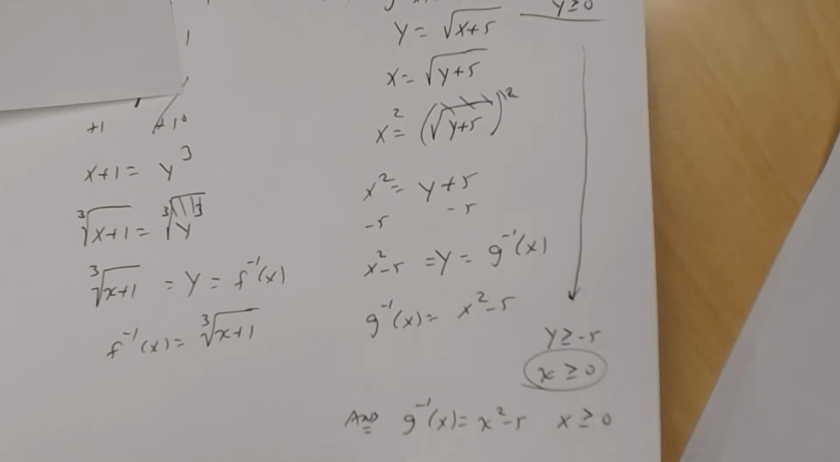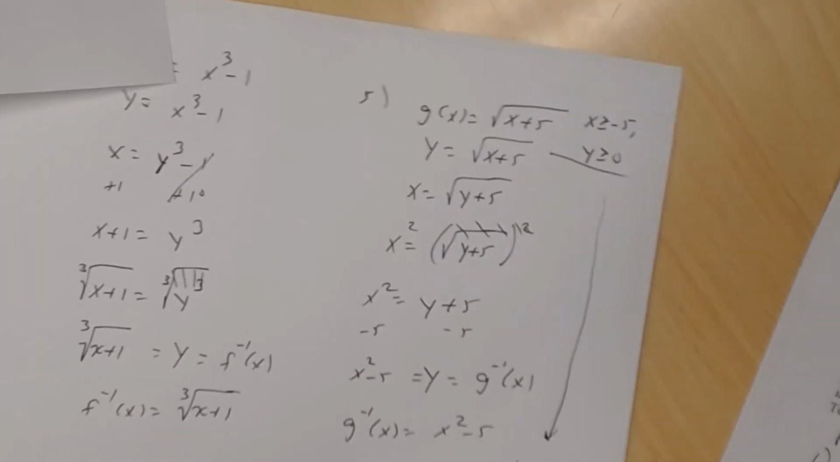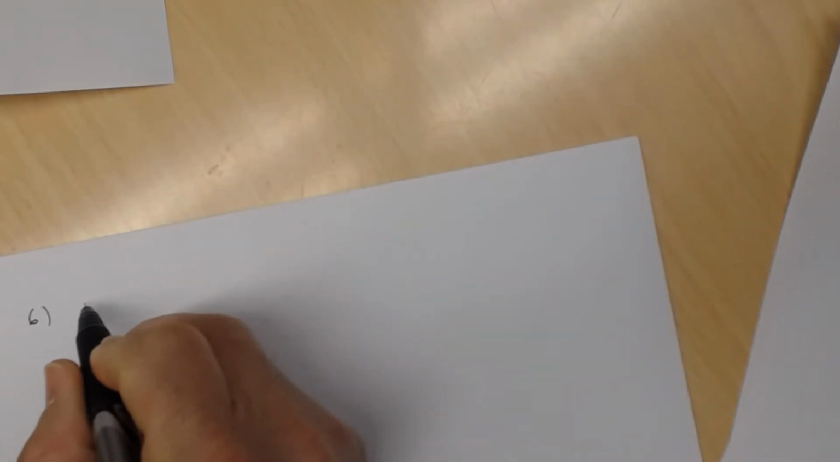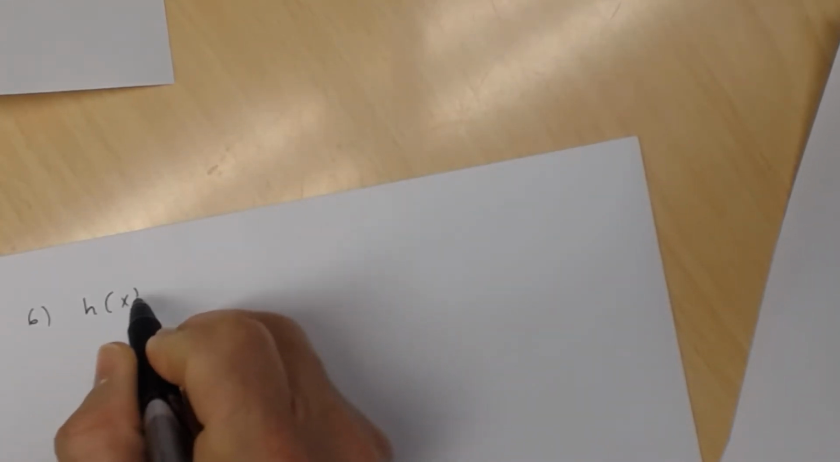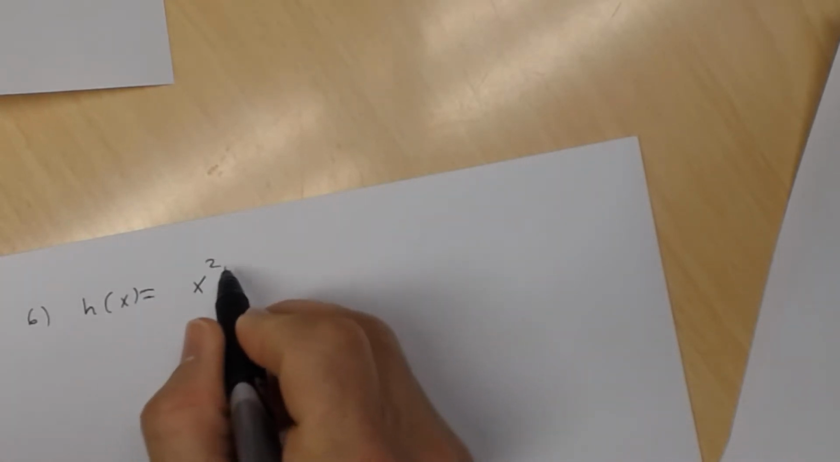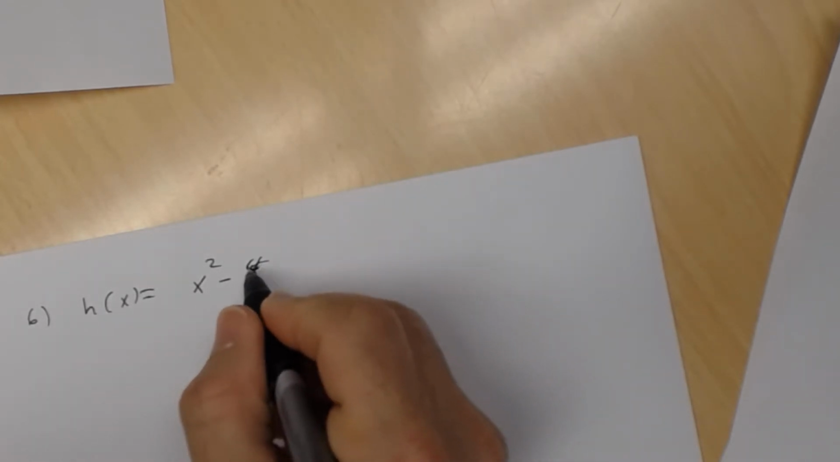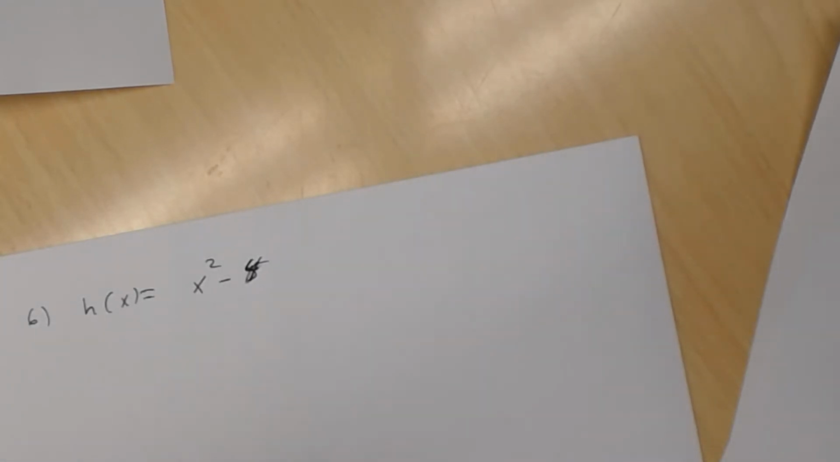Okay, so let's look at this one. Let me go right to number 6. Let's suppose in number 6, I have this function, h of x equal x squared minus 4. Okay, x squared minus 4. All right? And I want to find the inverse.